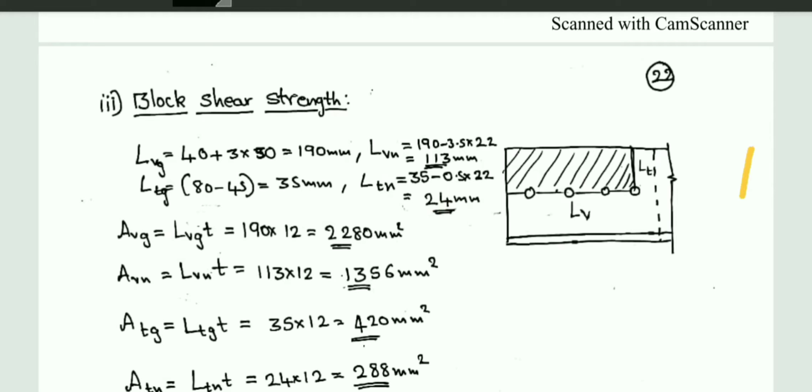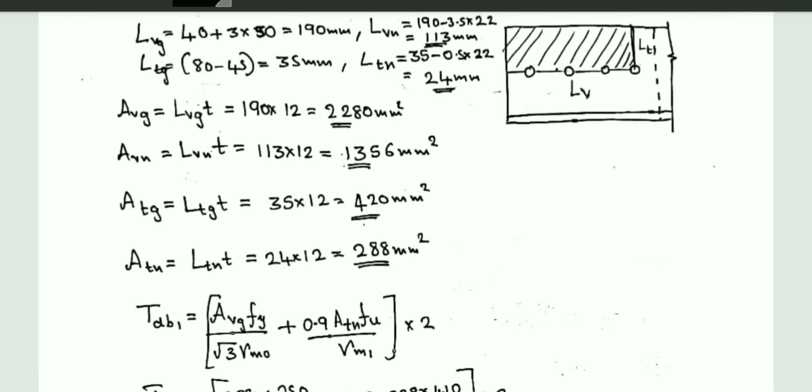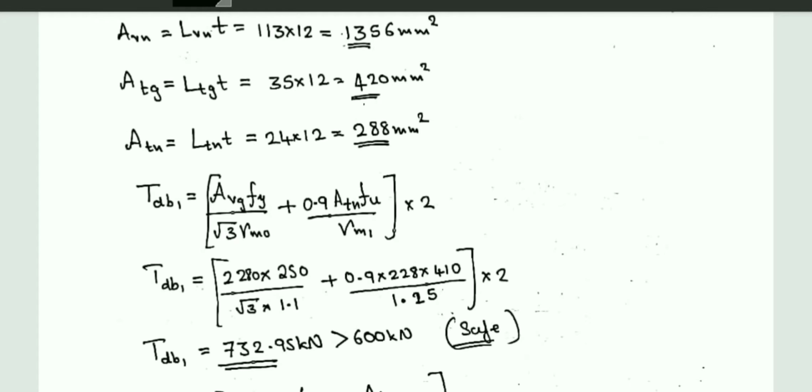Now just calculate AVG, the area here: length LVG into thickness of that angle leg, it becomes 2280. Again LVN into T gives AVN: LVN 113 into 12, you'll get 1356. Next one is ATG. It is LTG into thickness, so 35 into 12, 420. Last one is ATN, that is LTN into thickness, 24 into 12, 288 mm square.